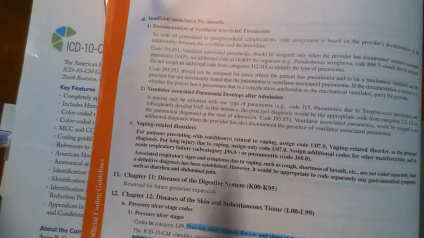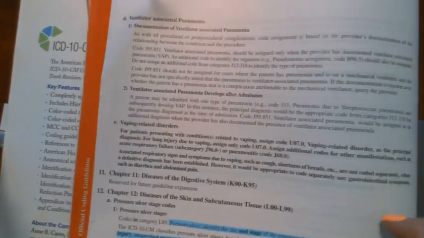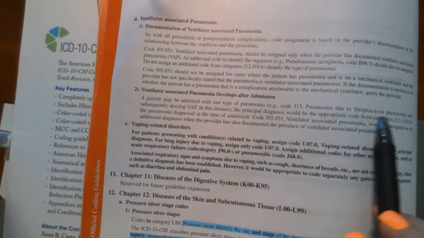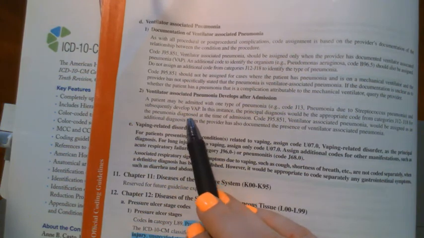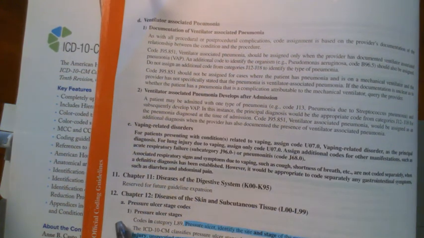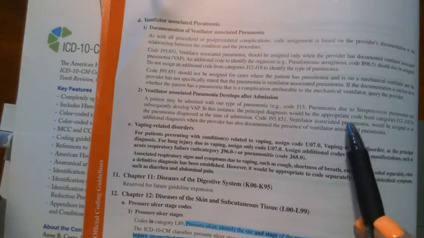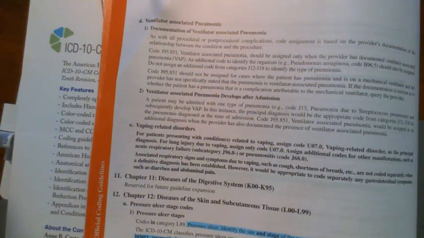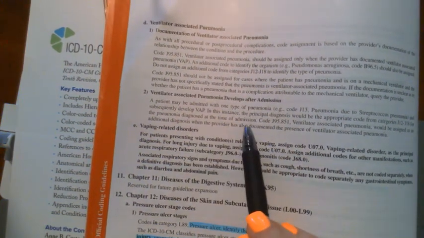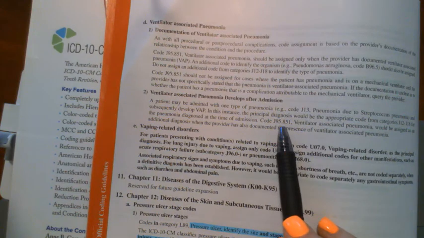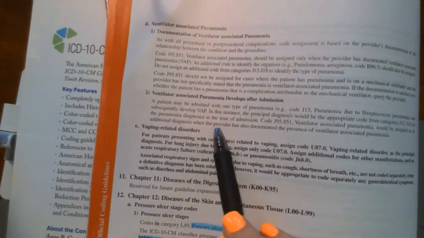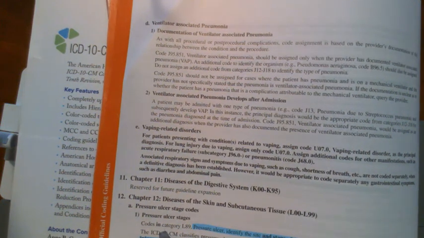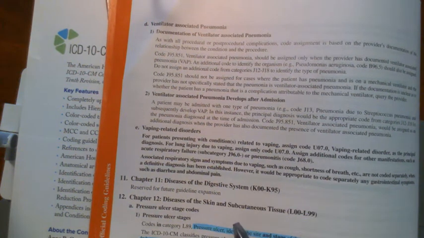Vent-associated pneumonia that develops after admission. A patient could develop one type of pneumonia, such as J13, pneumonia due to streptococcus, and subsequently develop vent-associated pneumonia. In this instance, the principal diagnosis would be the appropriate code from category J12 to J18 for the pneumonia diagnosed at the time of the admission, and then code J95.851 would be assigned as a secondary diagnosis to document that the patient developed that vent-associated pneumonia after admission.